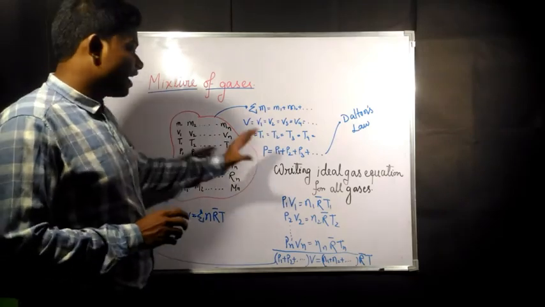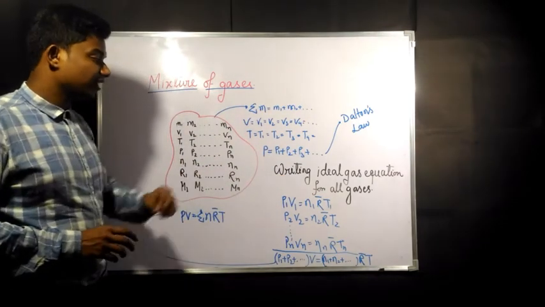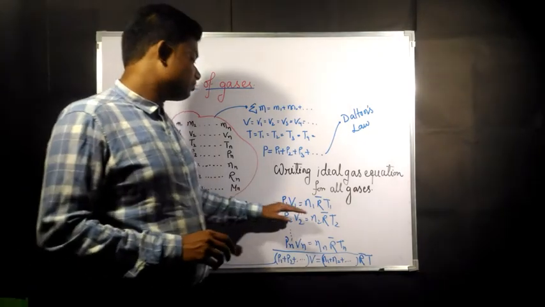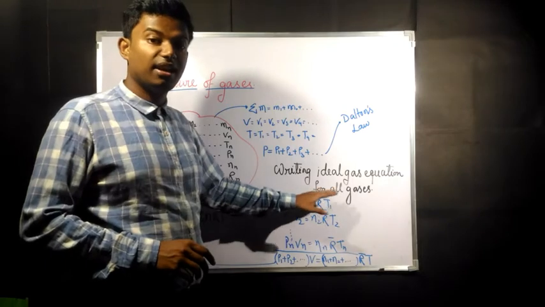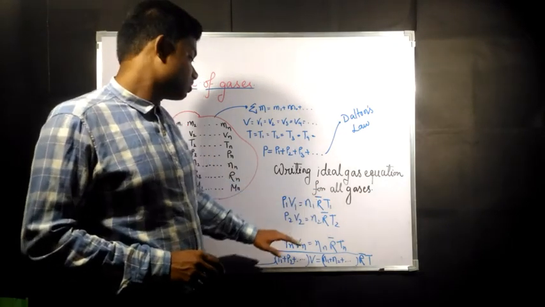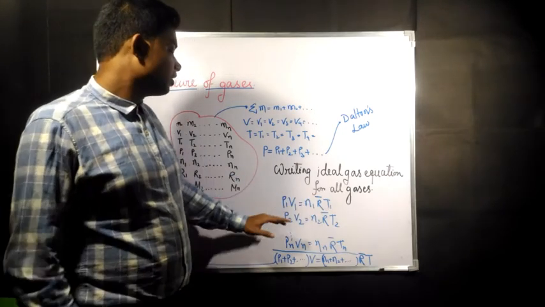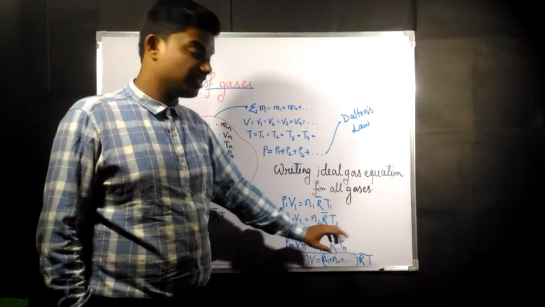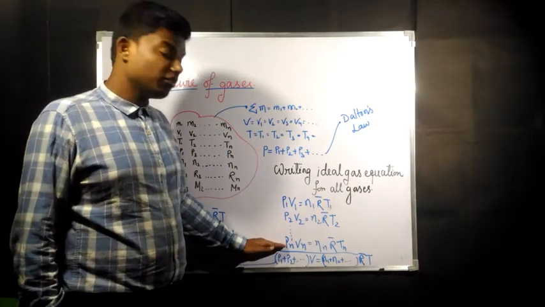Okay. Now if we write all the equations of the ideal gases, for each of the gases, if we write the ideal gas equation, we can write that P1 V1 equals N1 R' T. We all know that PV equals nRT, and PV equals nR'T, where R' is the universal gas constant. So if we write in this way, P1 V1 equals N1 R T1, P2 V2 equals N2 R' T2. In this way we have written equations for n number of gases.